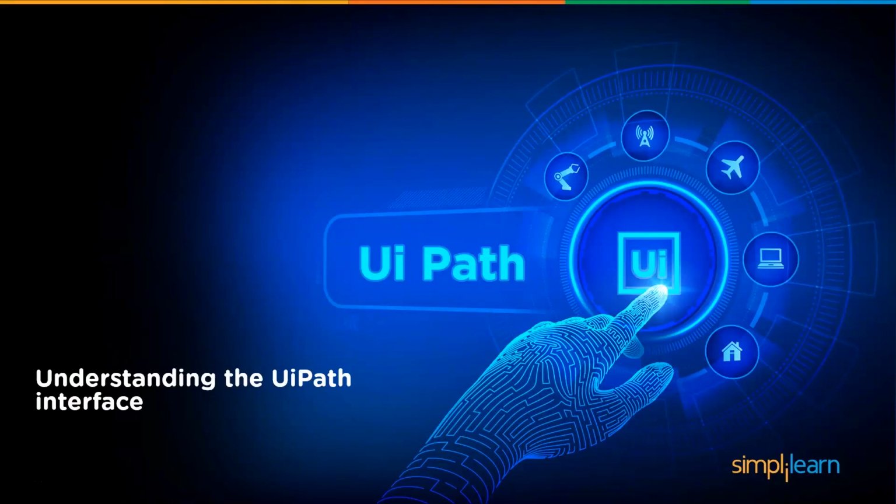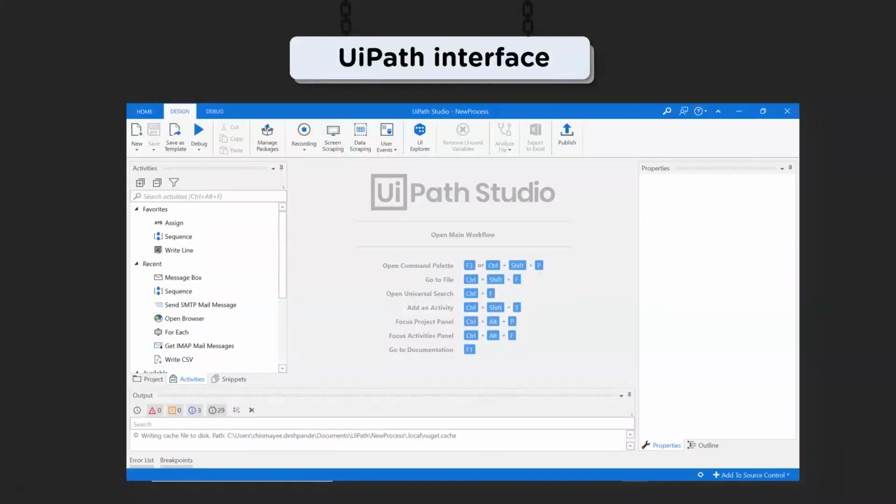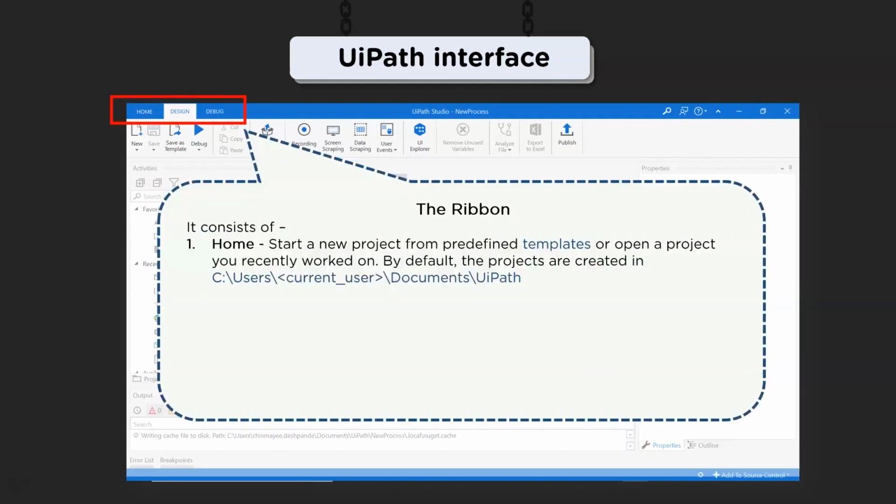Now that we know what UiPath is, let's acquaint ourselves with its user interface and understand its components better. So this is what the typical interface looks like. First, we have the ribbon. It consists of 3 tabs: Home, Design and Debug. Home is where you start a new project from predefined templates or open a project you recently worked on. By default, the projects are created in the location shown below.